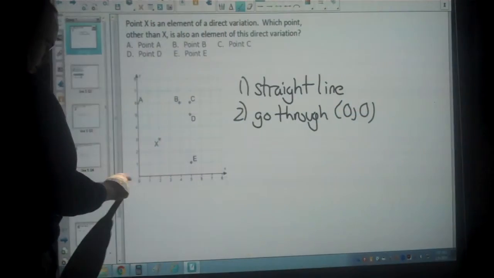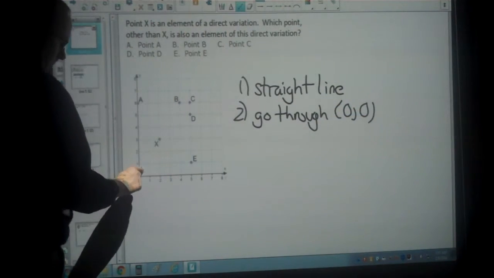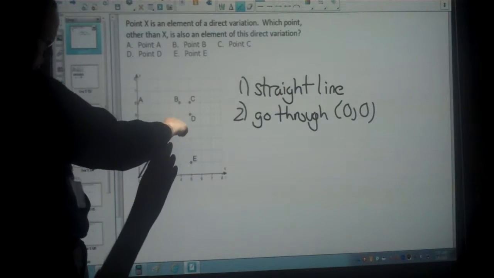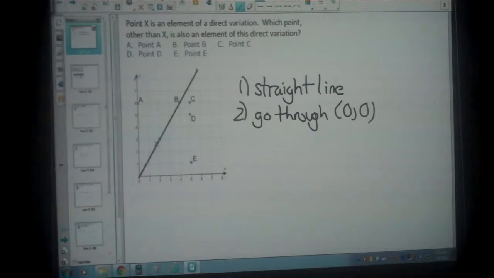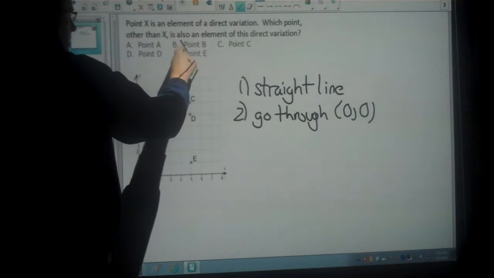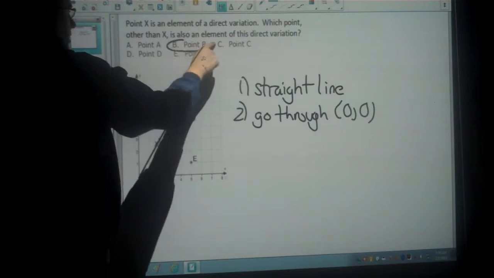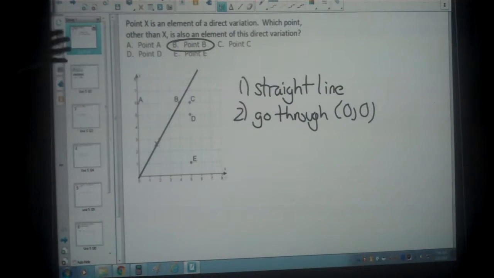So if I take a straight line starting at 0, 0, I know I have to go through x for starters, and then it's just a case of which other point does it actually go through. And you can see quite clearly for this one, it goes through point B. So our answer for this one is B. So make sure you're aware of those two facts when you're answering this question.